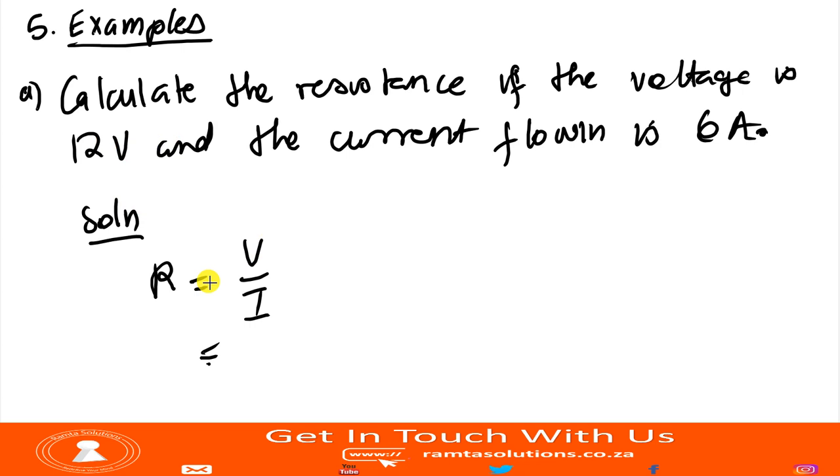So what is our answer? The voltage, or potential difference, is 12. What is the current flowing? The current flowing is 6 amperes. 12 over 6 is 2. Therefore, the resistance here is 2 ohms. Right?